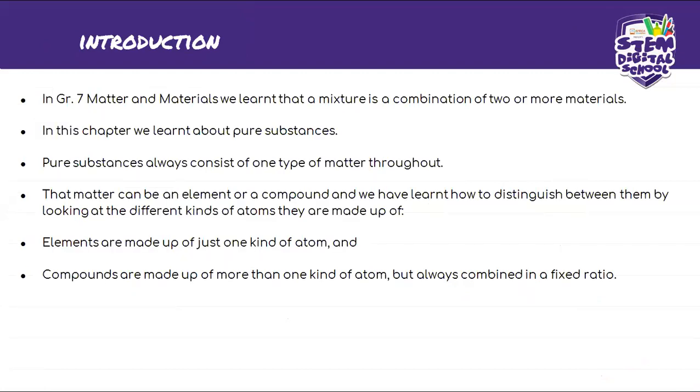Okay. So you remember in grade 7, matter and materials, we learned that a mixture is a combination of two or more substances. In this chapter, we are going to learn about pure substances. And pure substances always consist of what? One type of matter throughout. That matter can be an element or a compound, and we have learned how to distinguish between them by looking at the different kinds of atoms they are made of. Elements are made up of what? Just one kind of atom, and compounds are made up of more than one kind of atom, but always combined in a fixed ratio.